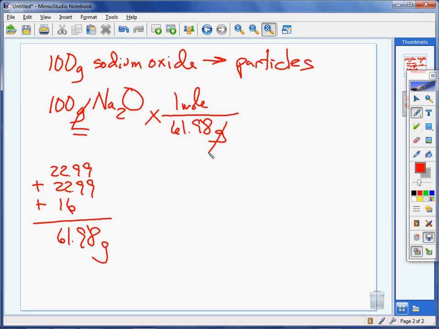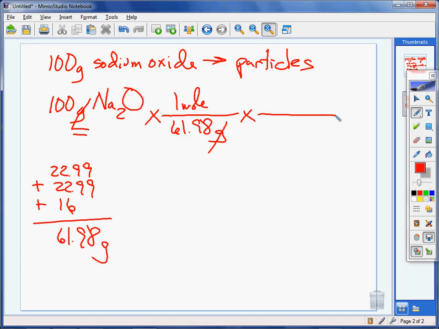Have we reached the units that we want? No. Right now, what units are we left with? Moles. And the problem is asking us to get to particles, so we're not done yet. So this is a two-step problem. What's the next conversion that we're going to have to use? Yes, exactly. We're using both conversions. All right, so we're going to use the Avogadro's number per 1 mole.